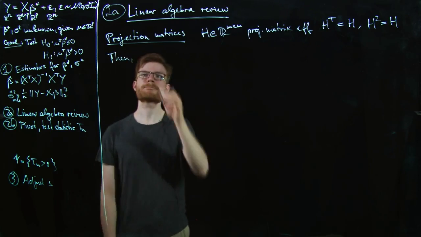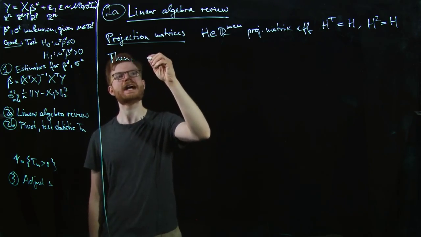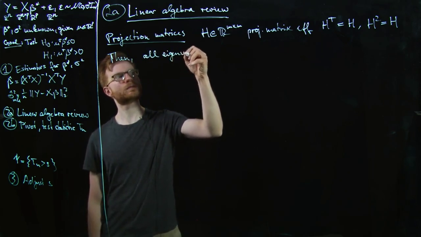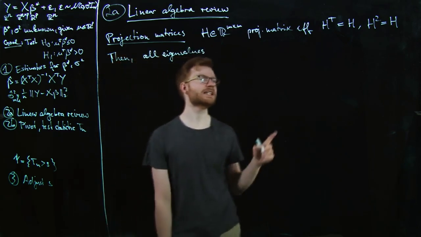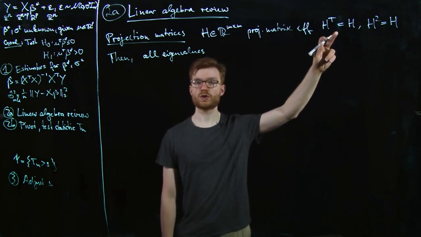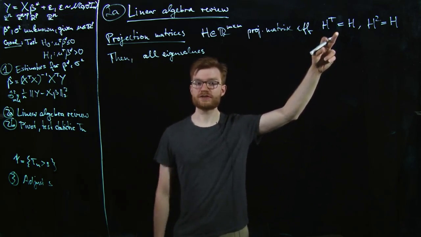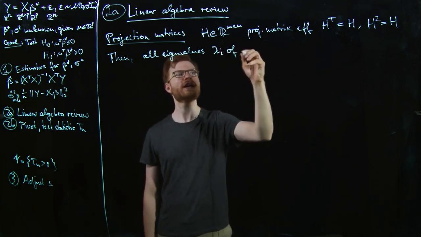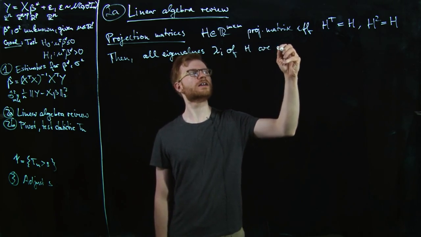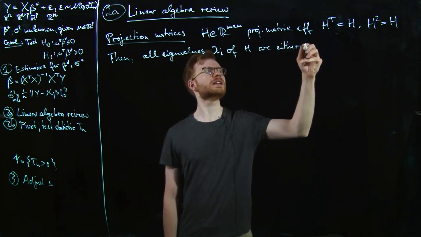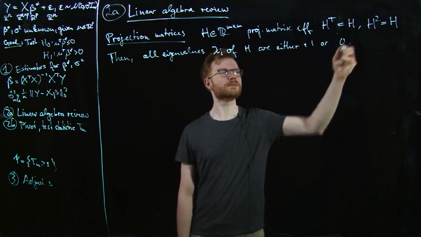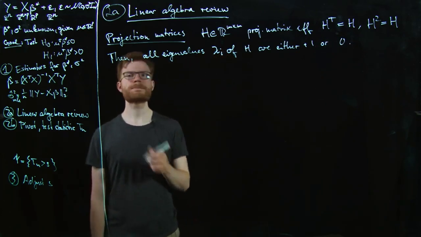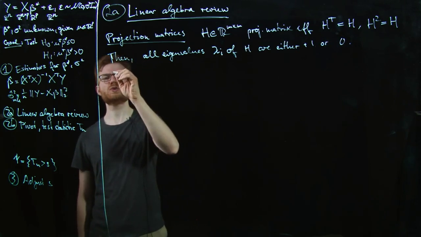then I know that the eigenvalues, and note that I'm assuming that it is symmetric. So in particular, the spectral theorem that I just showed you holds. So all eigenvalues lambda_i of H are either +1 or 0. How do we see something like this? It works like that.